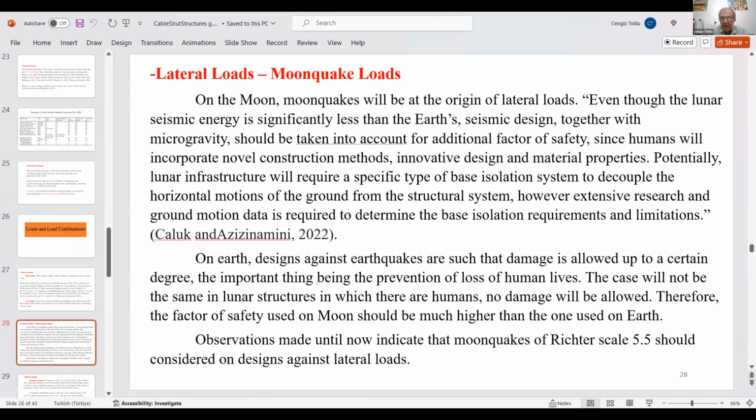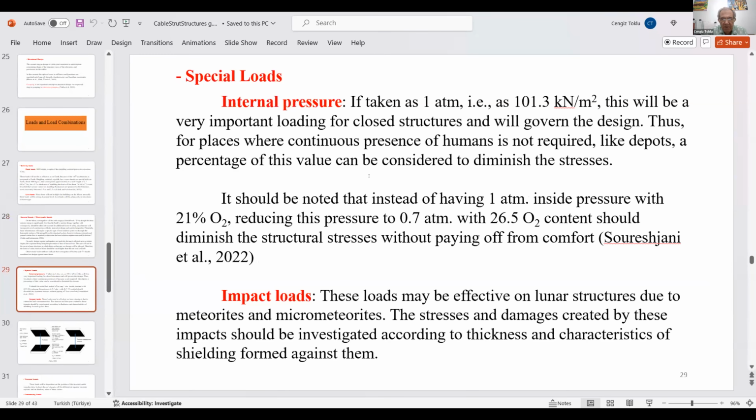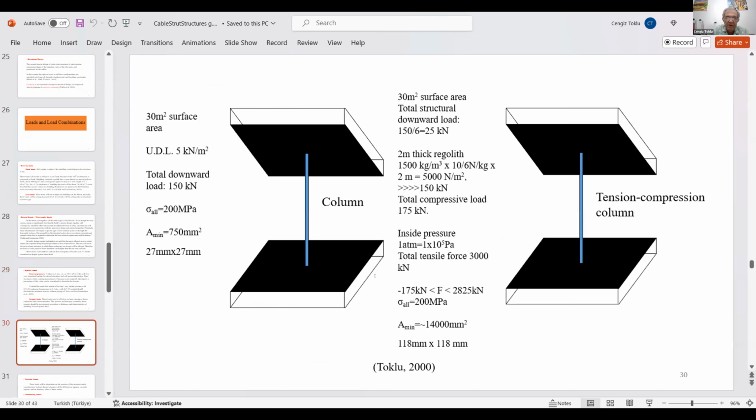This is not true on the Moon and other space structures. We have to have a structure that will have no damage, whatever the earthquake is. So this is an important difference between load applications. Now, internal pressure, we have seen a very important presentation yesterday about this. Because of the internal pressure, the type of the stresses on the structure will be different. Impact loads, we know them.